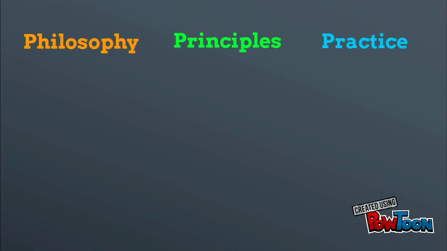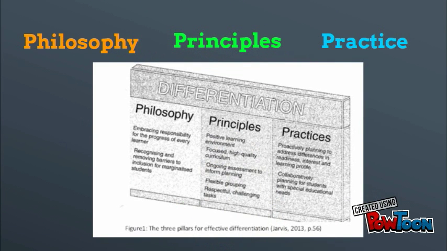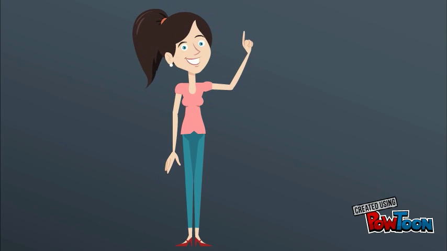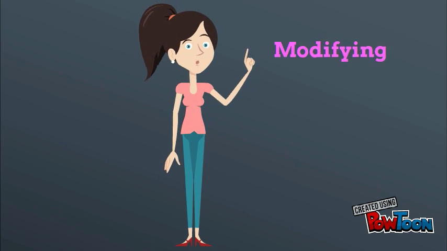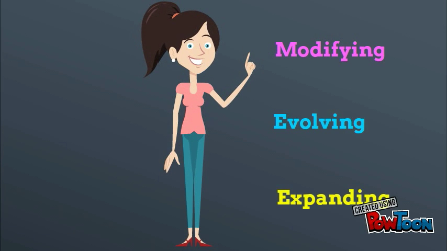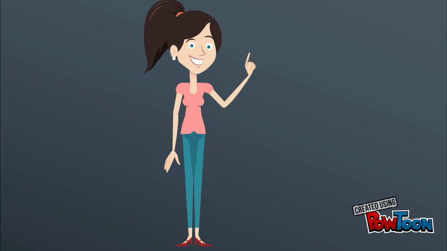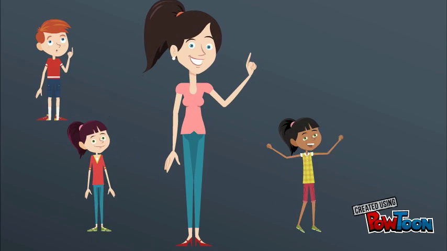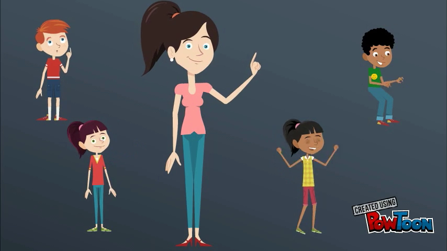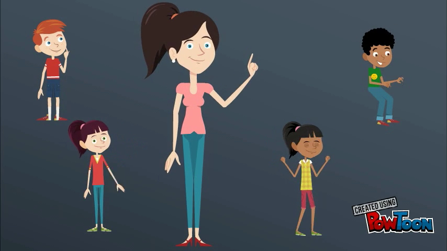It is recognised by Jarvis that there are three key pillars to effective differentiation: philosophy, principles and practice, as demonstrated in Figure 1 below. Considering these components, it can be concluded that differentiation is the process of modifying, evolving and expanding teaching philosophy, principles and practice to be inclusive of the diverse needs of all students and to provide each student with the appropriate challenge required to learn effectively.